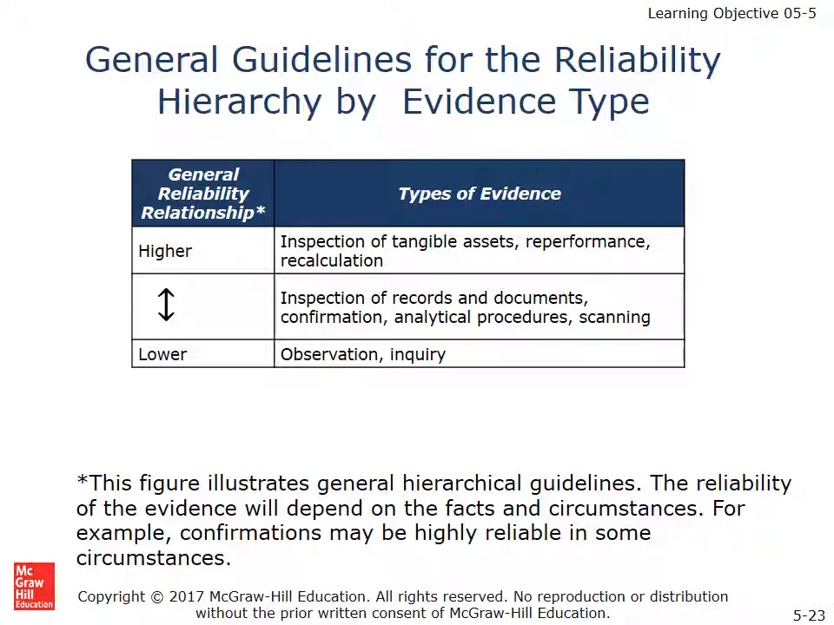Now, some evidence that is considered highly reliable: the inspection of tangible assets, reperformance, and recalculation. The lowest is observation and inquiry. And in the middle are inspection of records and documents, confirmation, analytical procedures, and scanning. Okay, so it's just trying to give you a feel for what do we feel is really reliable and what isn't as reliable. So if you have a choice between different procedures, you may want to pick one over the other.